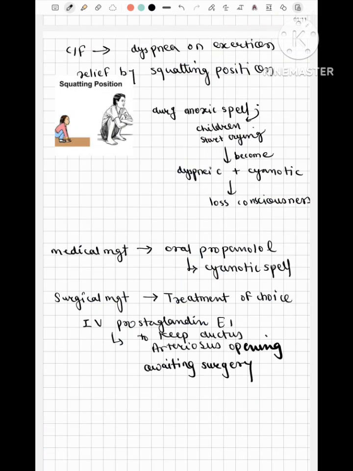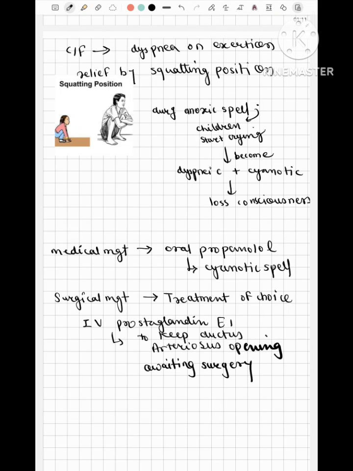of the aorta. In the clinical features of tetralogy of Fallot, there is dyspnea on exertion, but it is relieved by the squatting position. We can see the squatting position. Then during an anoxic spell, children start crying, become dyspneic and cyanotic, which eventually leads to loss of consciousness.